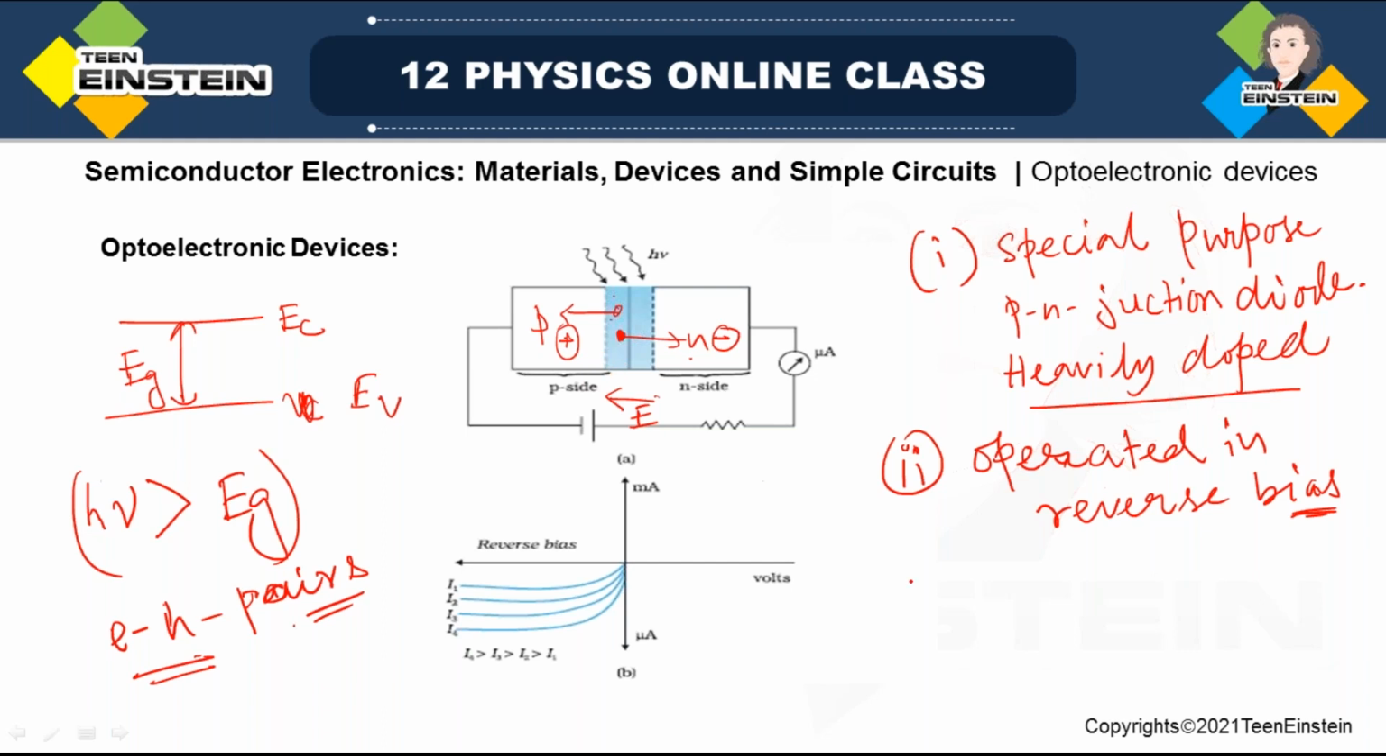Okay, so this EMF, like if you have a battery, it has an EMF, and if you connect that battery to an external circuit, it will drive a current. Similarly, here if you shine with light, there is a flow of current in the external circuit. So this is the working principle.